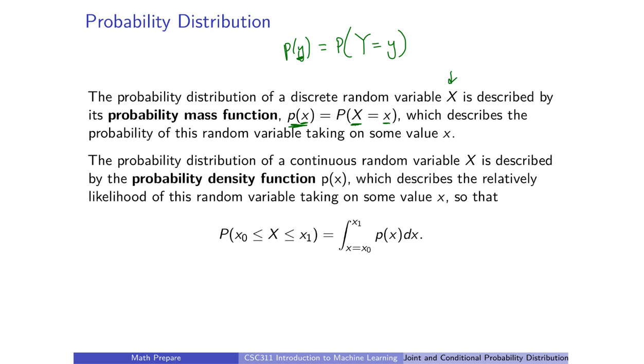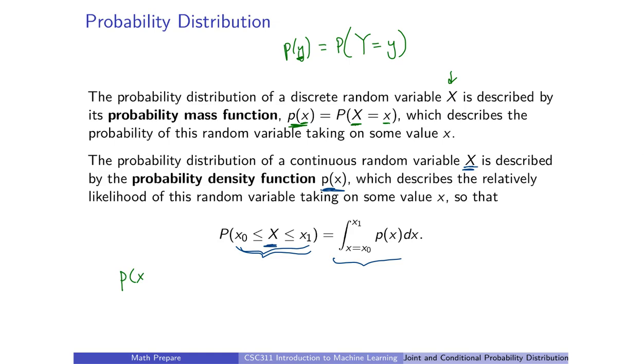Let's look at the case when x is a continuous random variable. In this case, its distribution is defined by the probability density function, also written p of x, that describes the relative likelihood of the random variable taking on some value. We can integrate over a range of possible values of x to obtain the probability of x taking on a value within this range.